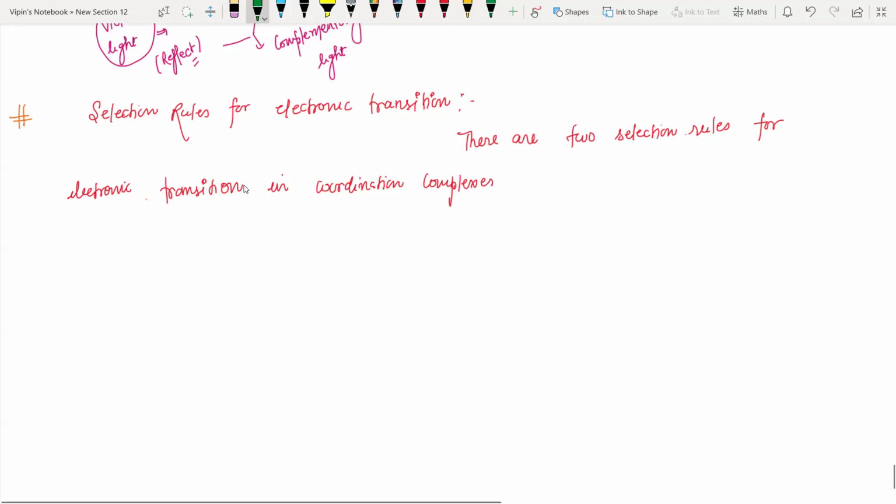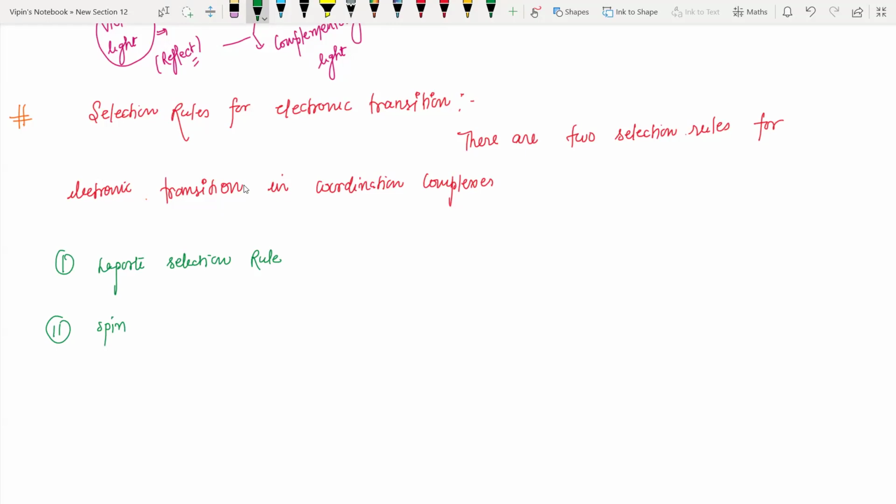First is the Laporte selection rule, and second one is the spin selection rule. If any complex follows both these selection rules, then there is very high probability of excitation of electron from low energy level to high energy level.